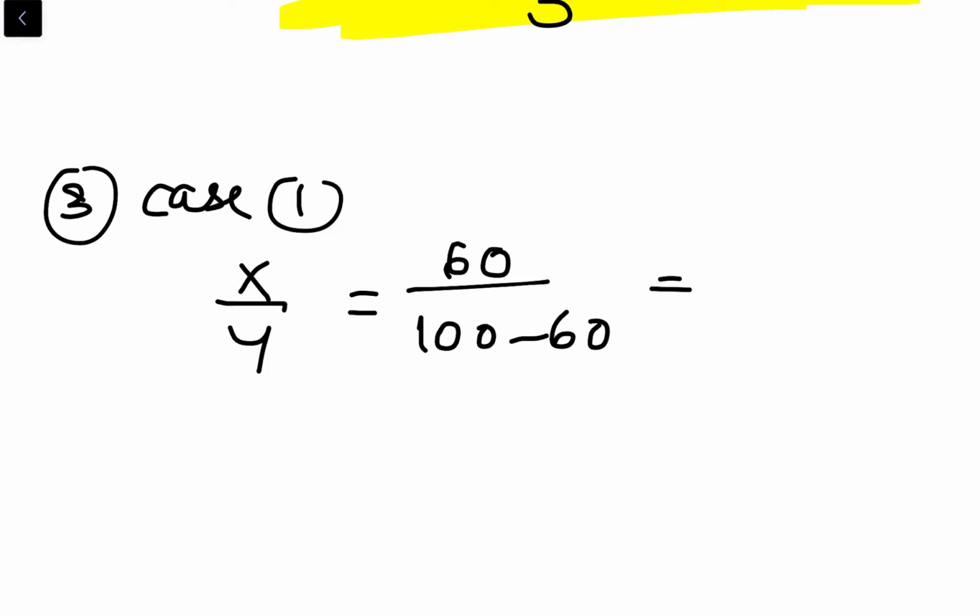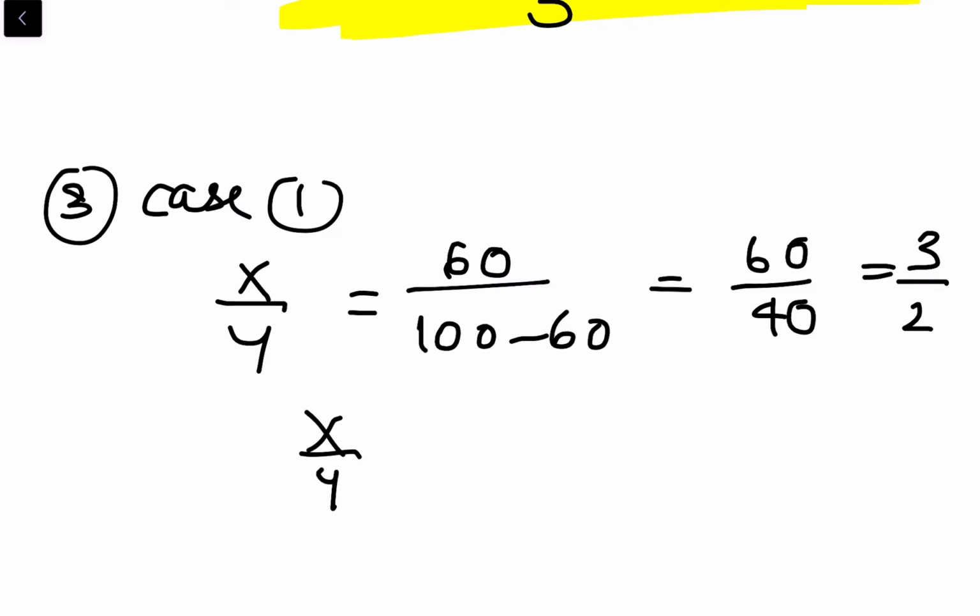So case 1, first time x by y is equal to 60, they got null point. 60 by 100 minus 60, that is 60 by 40, that is nothing but 3 by 2. Okay, so x by y is equal to 3 by 2. Let it be equation number 1.